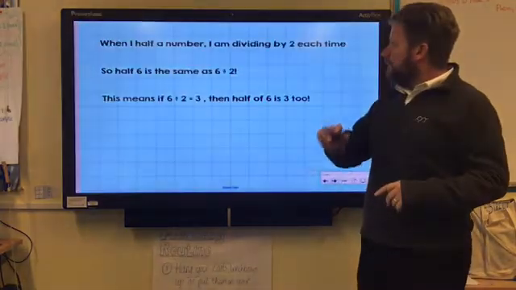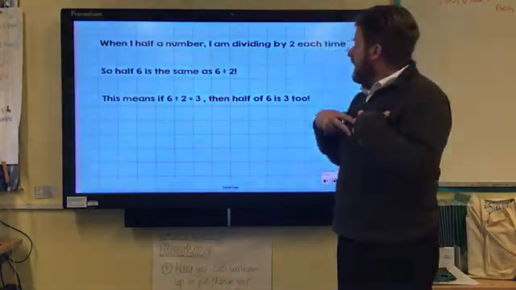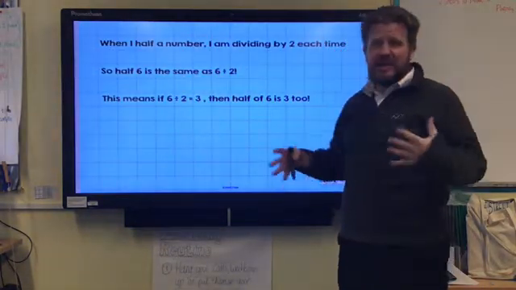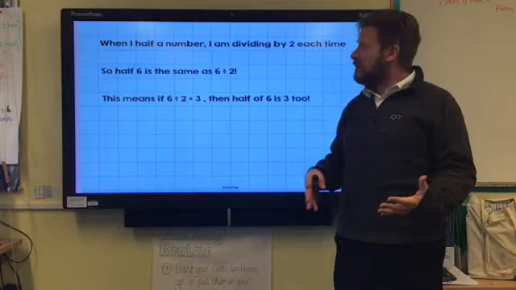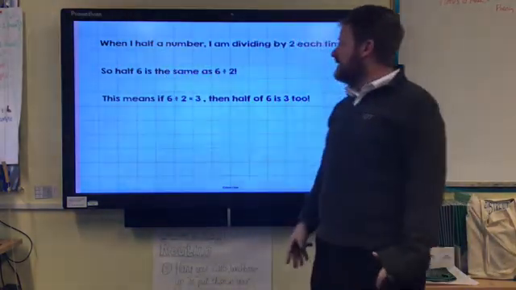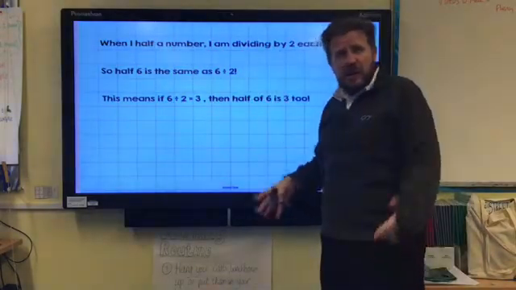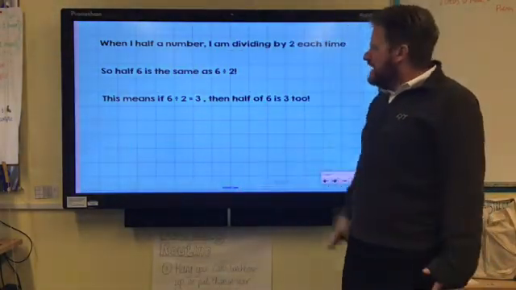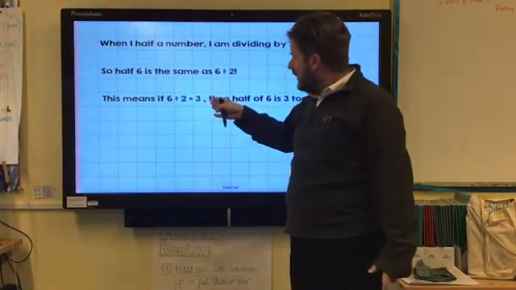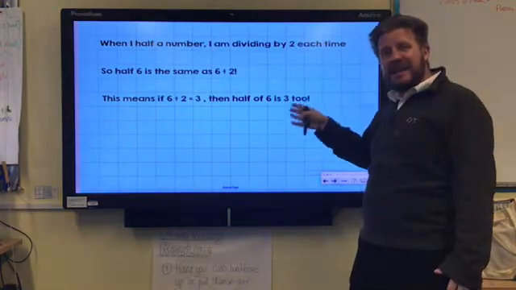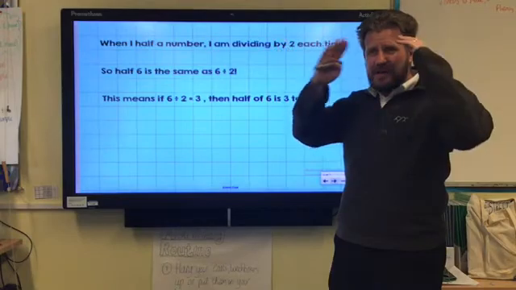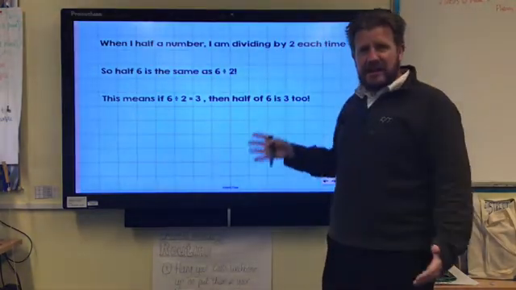Now, when I half a number, I am dividing that number by 2. Really simple. Each time I do it, I'm dividing a number by 2. That's how I do it. So, half of 6 is the same as doing 6 divided by 2. Oh, who knew, huh? So this means if 6 divided by 2 is 3, because you know your times tables, you know your knowledge, then half of 6 is 3. See? Logic. Use your times tables to help you. Division, everything. We can use the logic thing, okay?